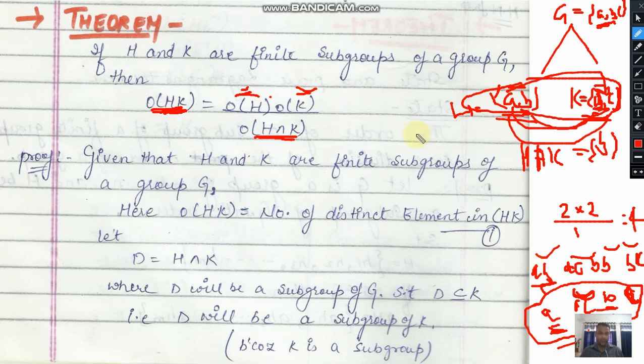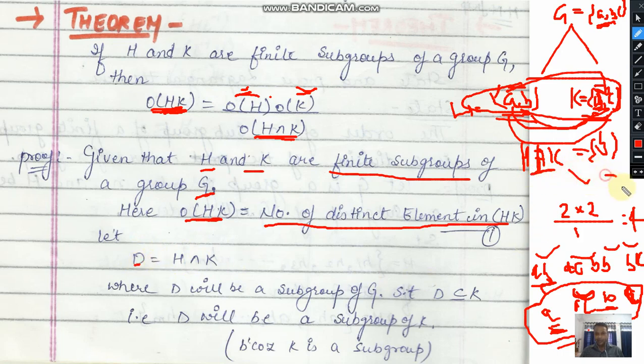Now we will prove this theorem. Let us suppose H and K are two finite subgroups of a group G. Then what will be the order of HK? The order of HK will be the number of distinct elements in HK, as we have discussed here. Let us suppose the intersection of H and K is a set, and we are calling it by the name D. So D is the intersection of these sets.